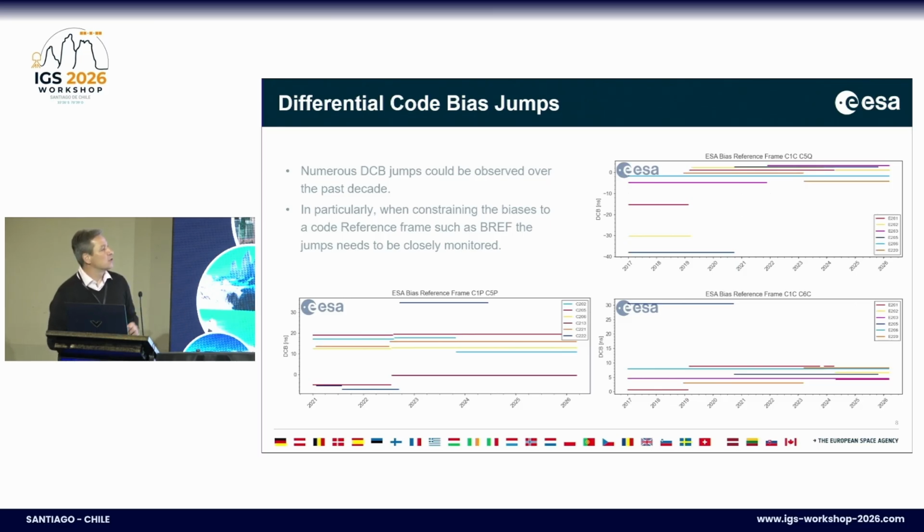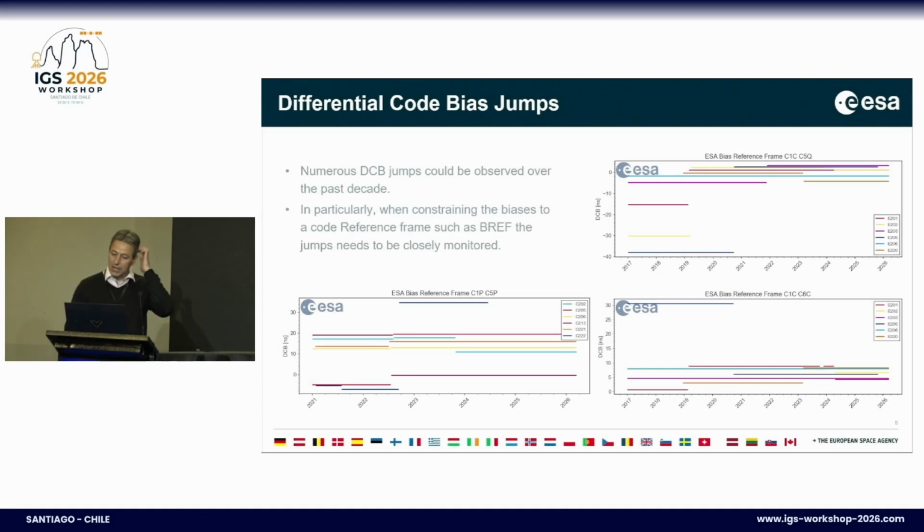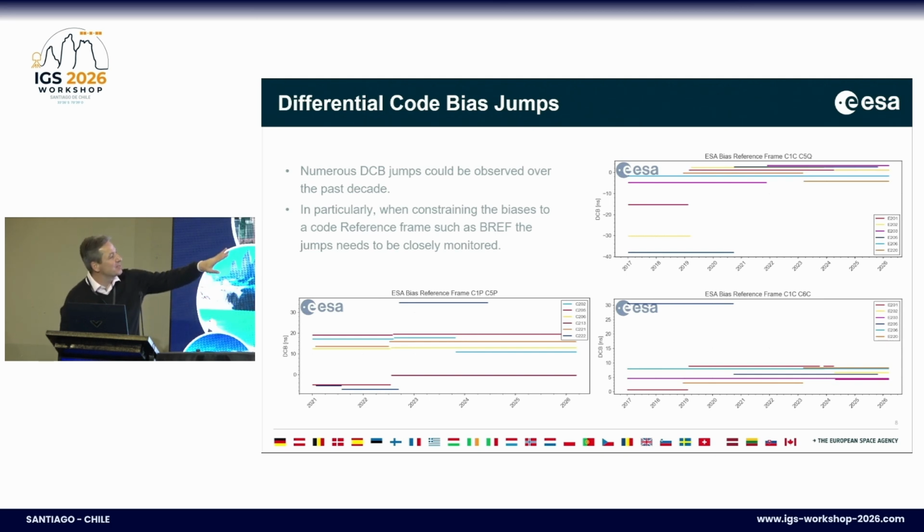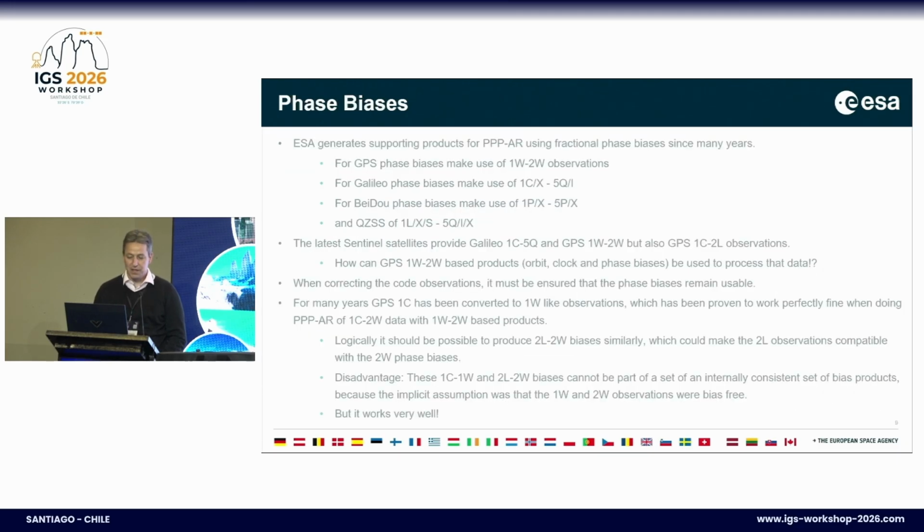Looking only at the top right plot, we see the biases for the different satellites shown with different colors. And we see that an adjustment of the DCBs took place around 2021. The biases of the Galileo satellites have been adjusted, and are now close to zero. And these kinds of jumps we have to detect and correct in the bias reference file.